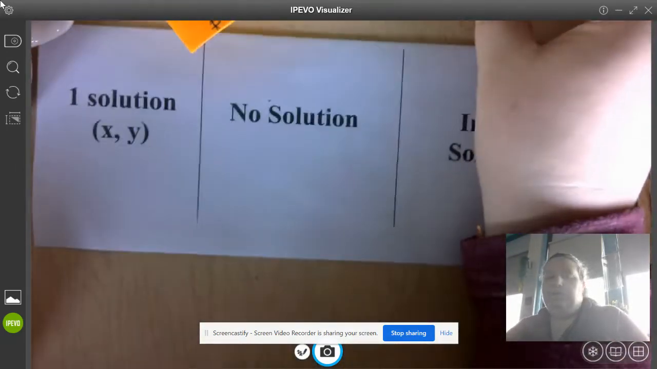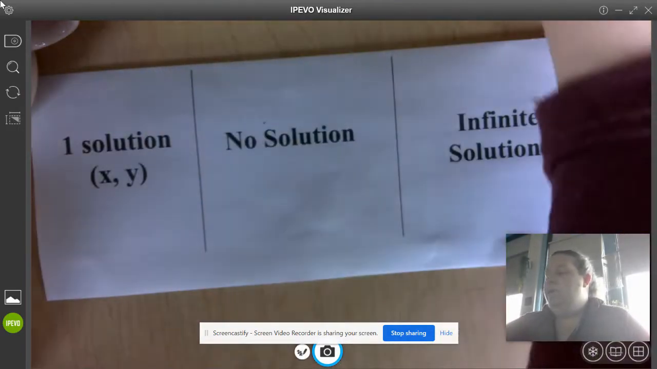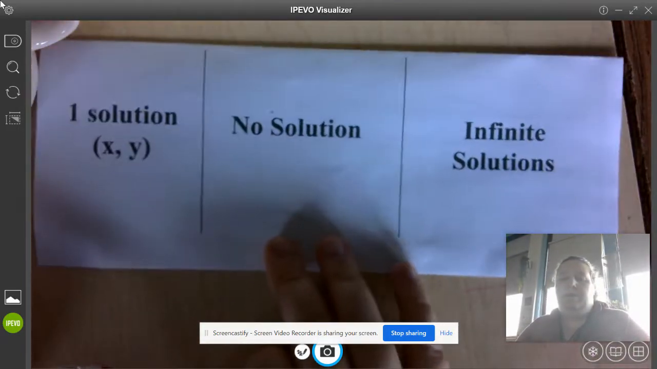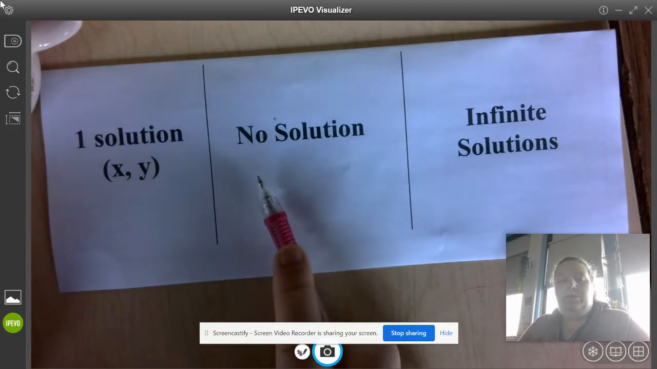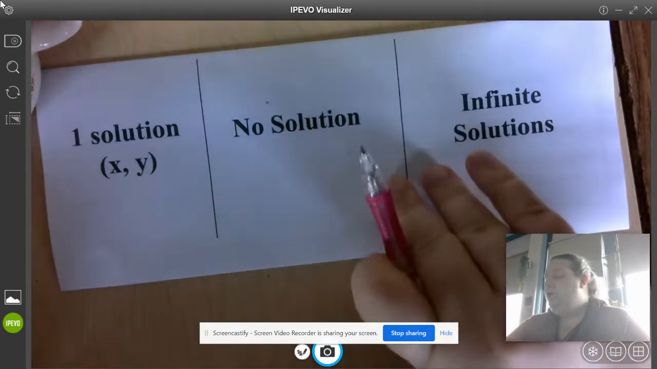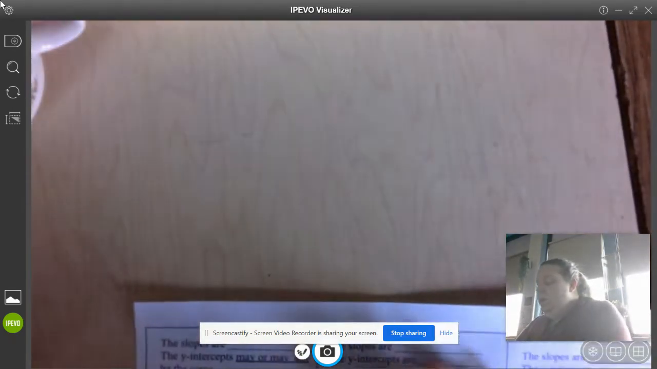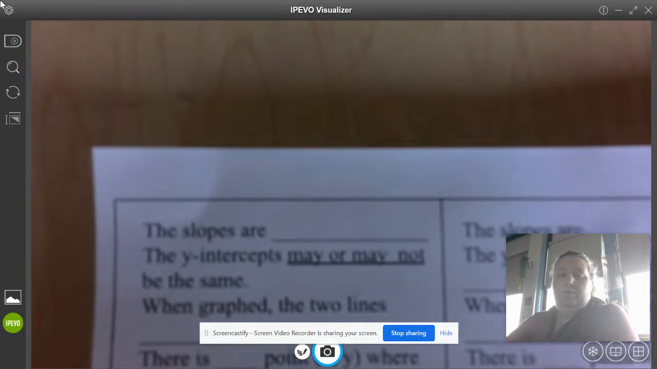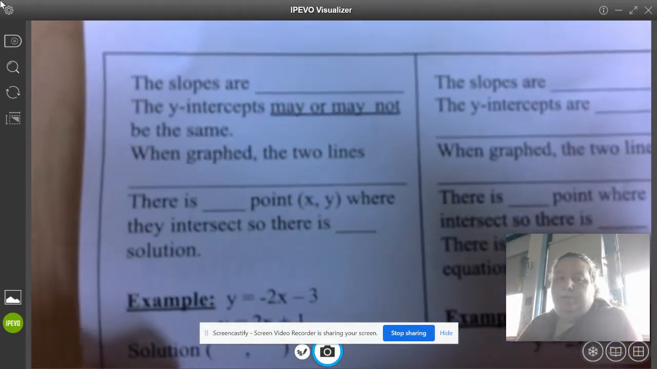When graphing systems of equations, or solving them in general, there are three types of solutions we can run into: one solution, no solution, or infinite solutions. We're going to take a look at those today in all forms through graphing, starting with one solution.